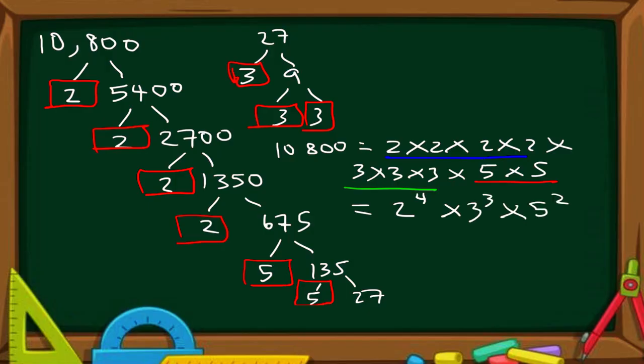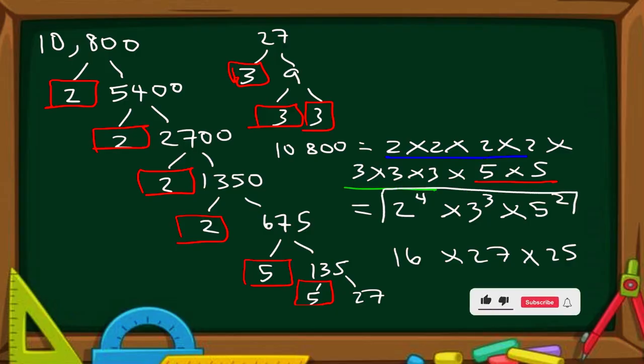And you could test it out in your calculator. If you type in 2 to the fourth, which is 16, and then 3 to the third, which is 27, and 5 squared, which is 25. If you multiply these three numbers, you should get 10,800. I'm going to type it in just to make sure. And that's exactly what I got. So you can always check your work if you want to. So this is the prime factorization of 10,800 using exponents.